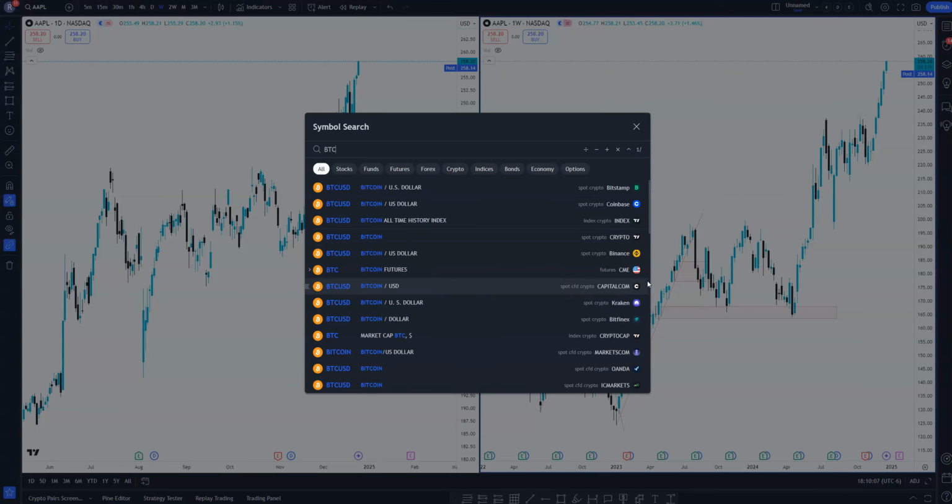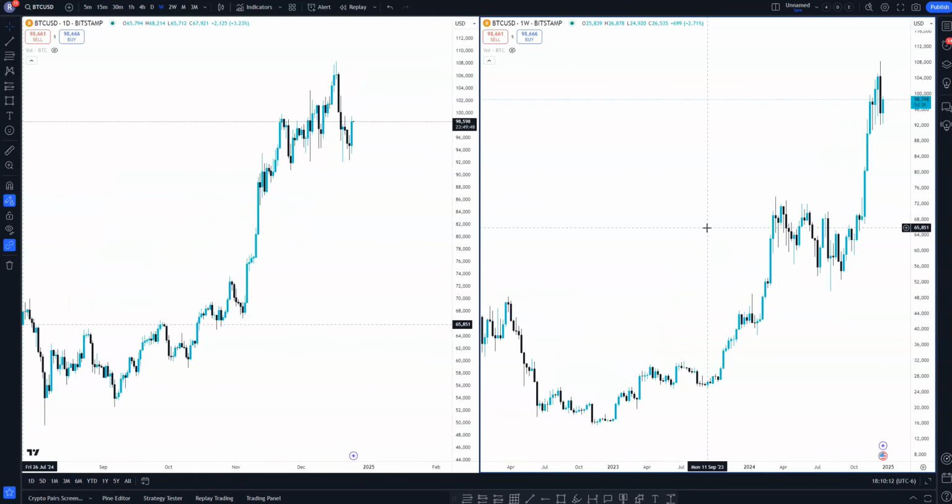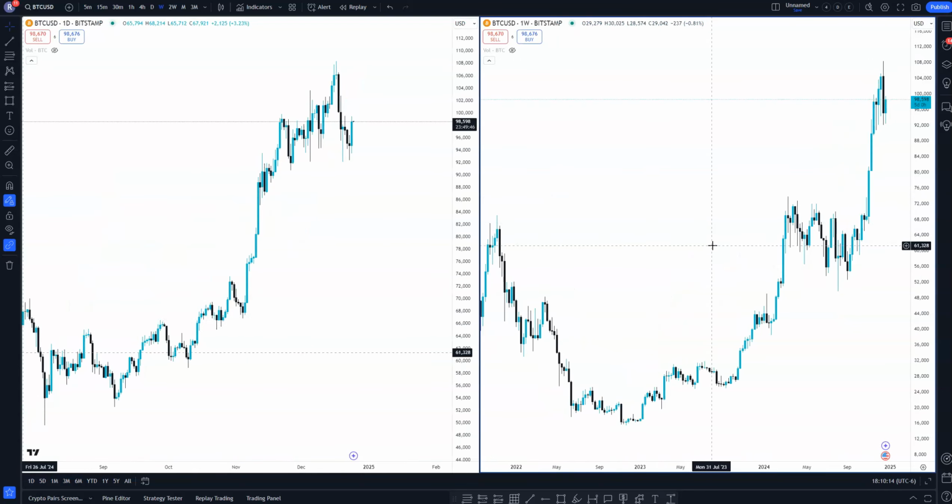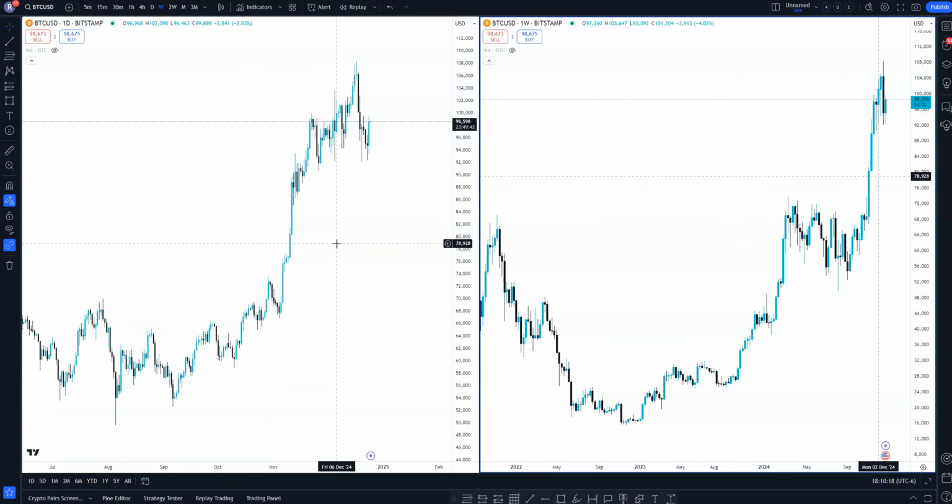You also, real quick, I'll just pull up Bitcoin, right? It's a Bitcoin market. Same type of analysis here, but on any instrument. You can do the same type of analysis.